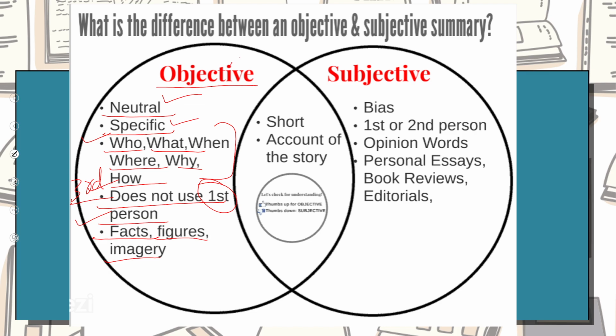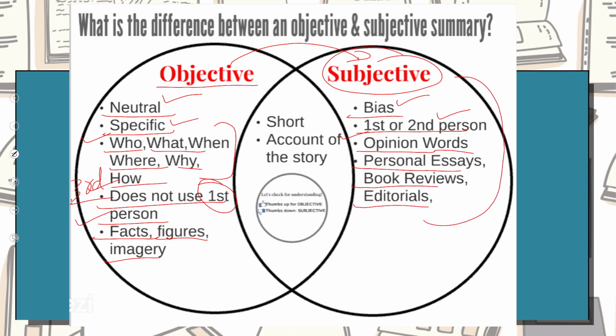But on the other hand, when we are talking about subjective summary, your biases, your opinions can be included. You can talk in first or second person. You can use opinions, words, personal essays, book reviews, editorials. All this type of text can be summarized in subjective summary.